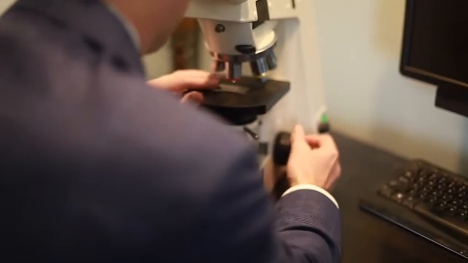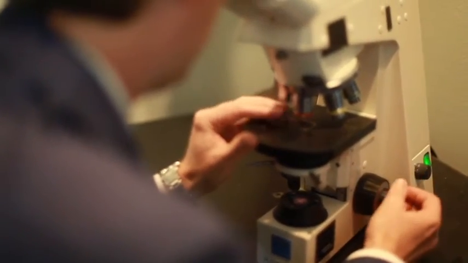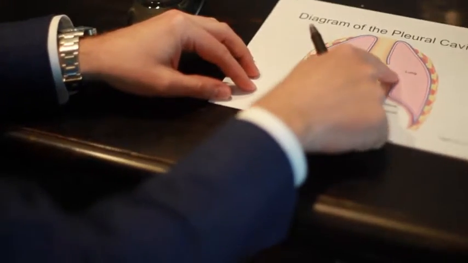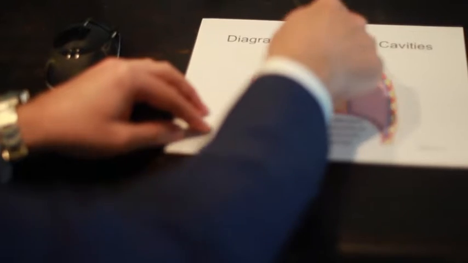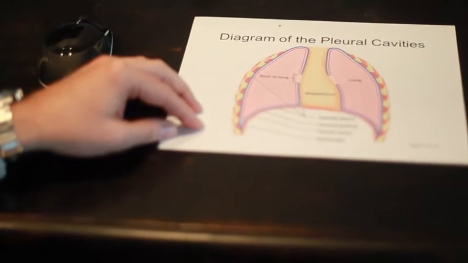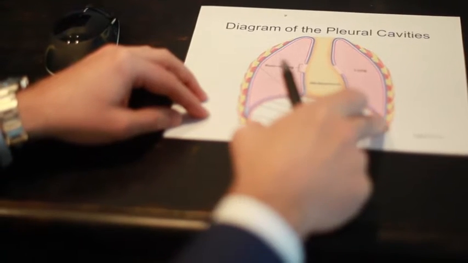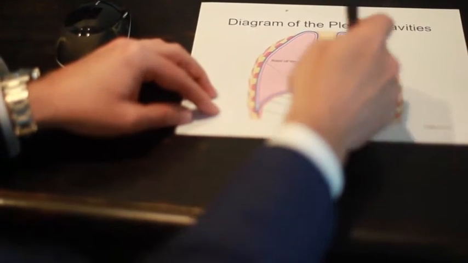Mesothelioma can start most commonly in the lining around the lungs, but also mesothelioma can start in the lining of the abdomen. So we have what's called pleural, which is the chest mesothelioma, and we have peritoneal mesothelioma as well. And so mesotheliomas can arise in the chest or less commonly in the abdomen.